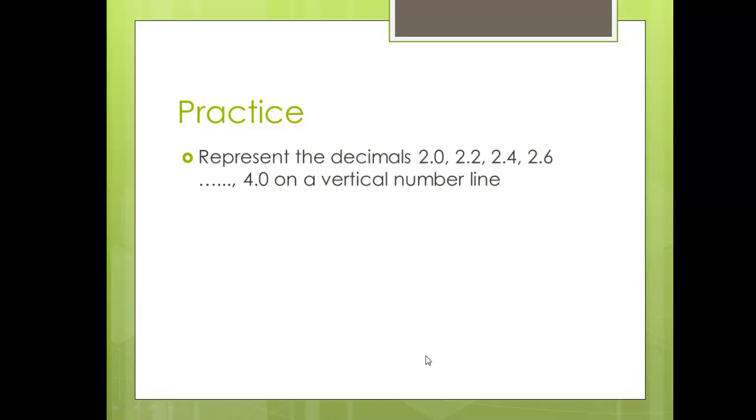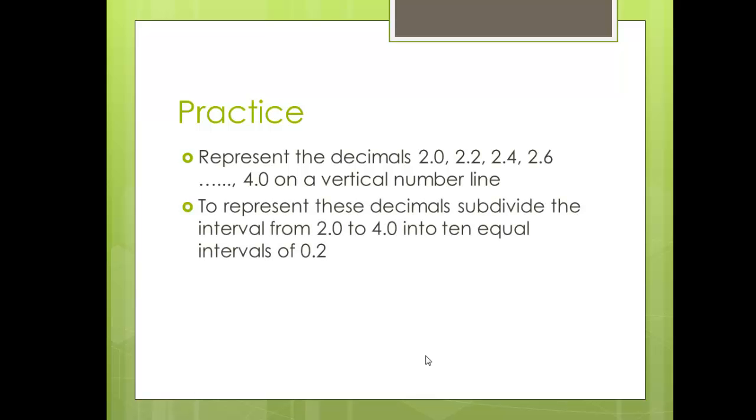Here's another practice. We're going to represent the decimals 2, 2 and 2/10, 2 and 4/10, 2 and 6/10, and so on till we get to 4 on a vertical number line. Well, I need to find out how am I going to do this. To represent these decimals, I must subdivide the interval from 2 to 4. And it must be done into 10 equal intervals of 2/10. The reason? It's counting by 2/10.